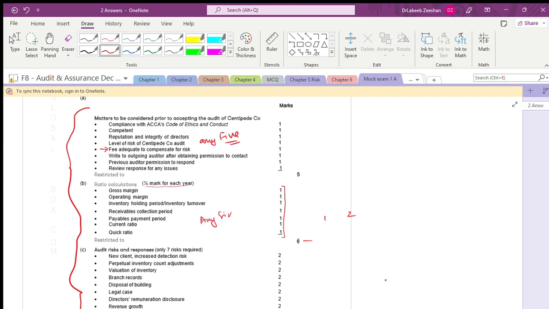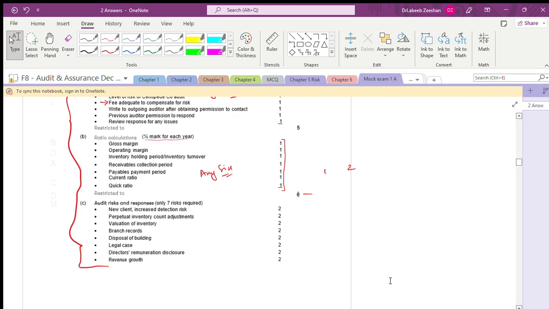Any 6. And these are the standard ratios. You will not get anything beyond that. You will not get something like a gearing ratio at all. I don't think they will give it. Is it right? By now you have the idea of which ratios they will give. Is it right? Next.